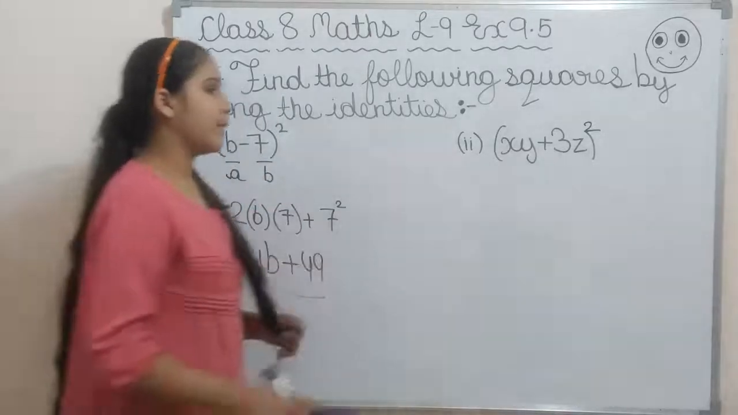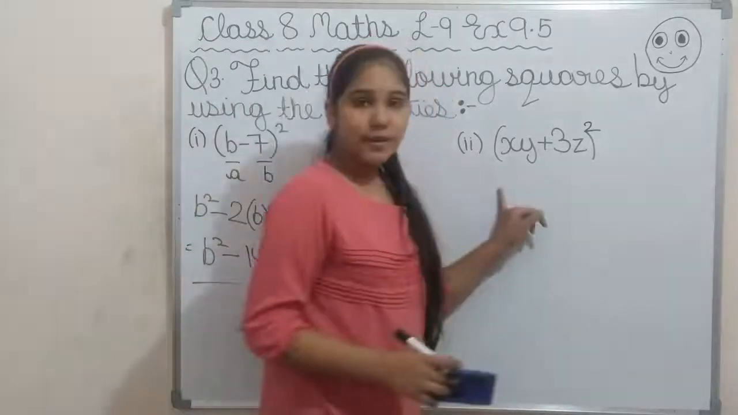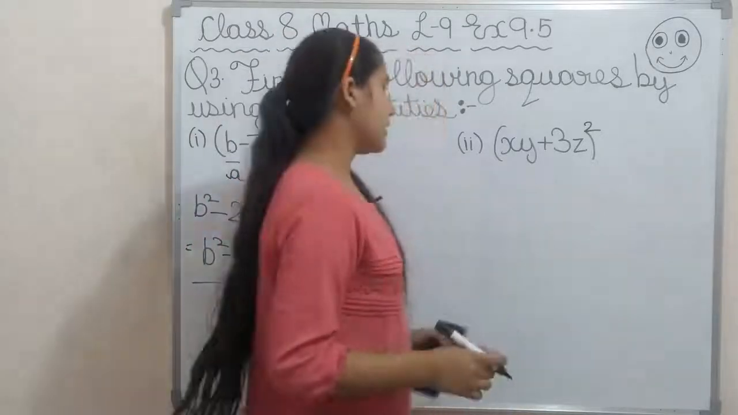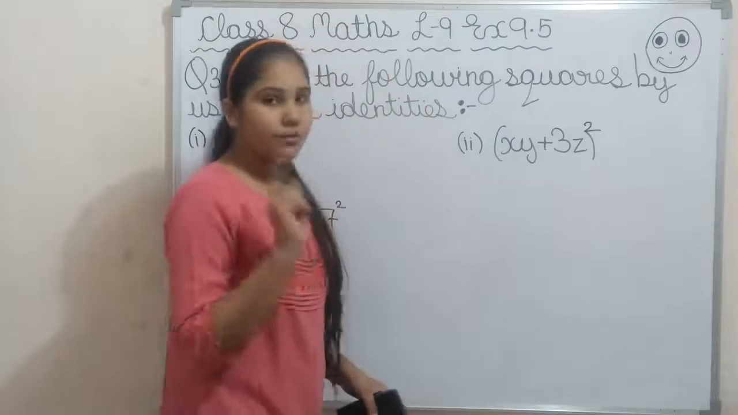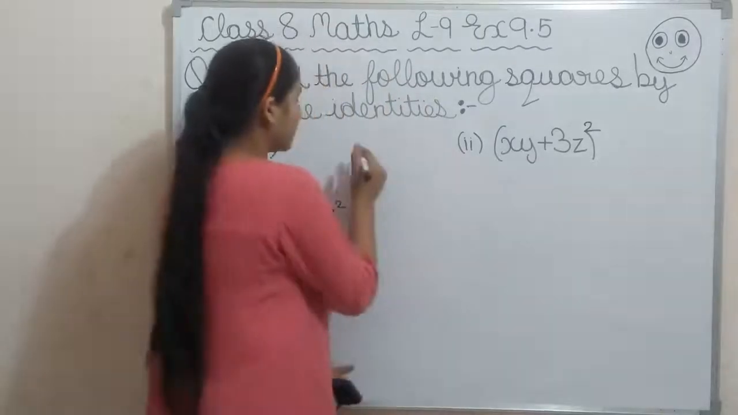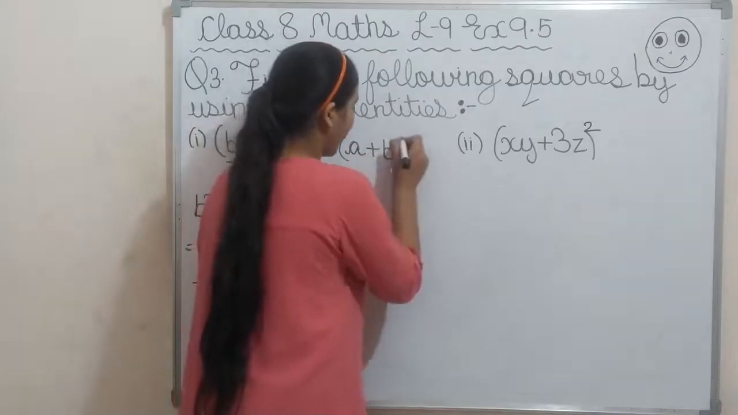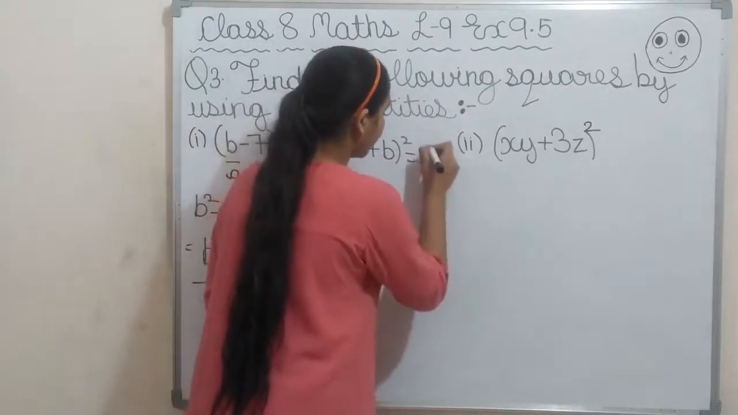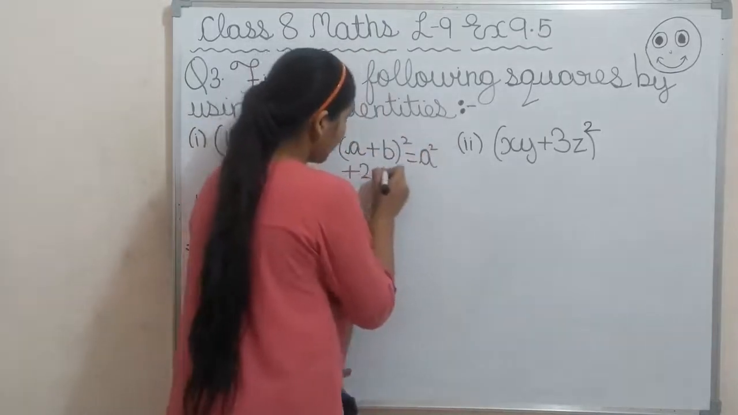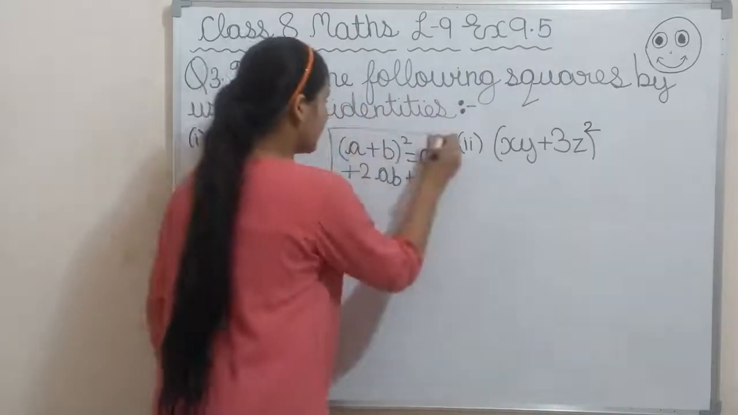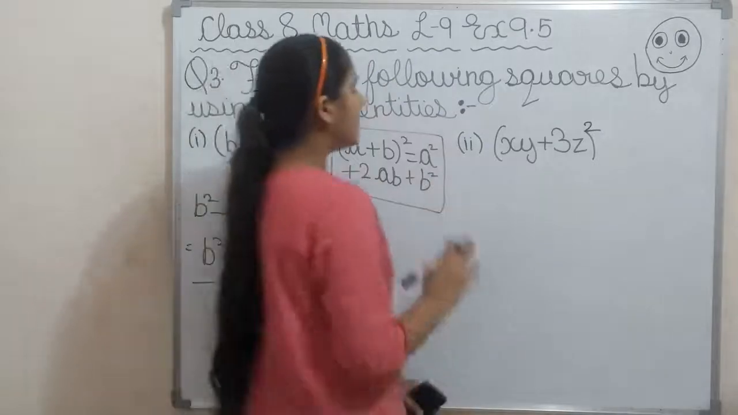So let's come to the second part. The second part is (xy plus 3z) whole square. Here which sign is there? The plus sign is there, so you have to use the first identity. Let's write down the first one: (a plus b) whole square is equal to a square plus 2ab plus b square. This is the first identity which we have to utilize in the second part.